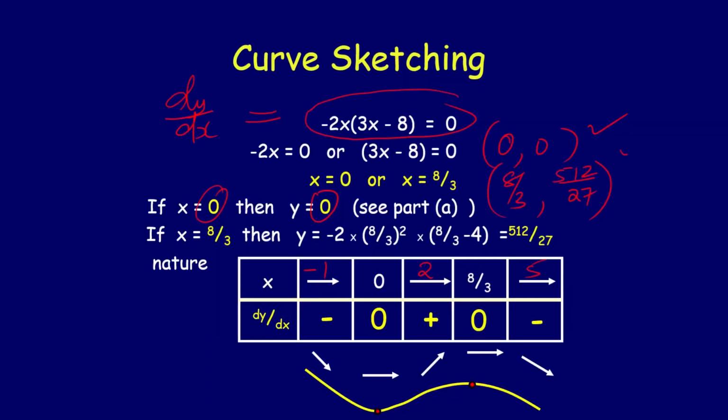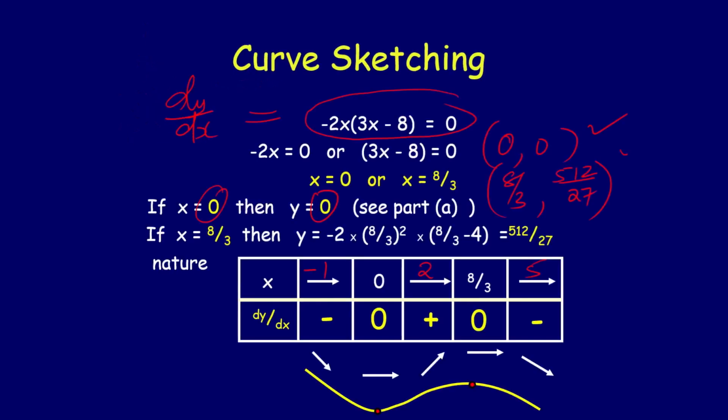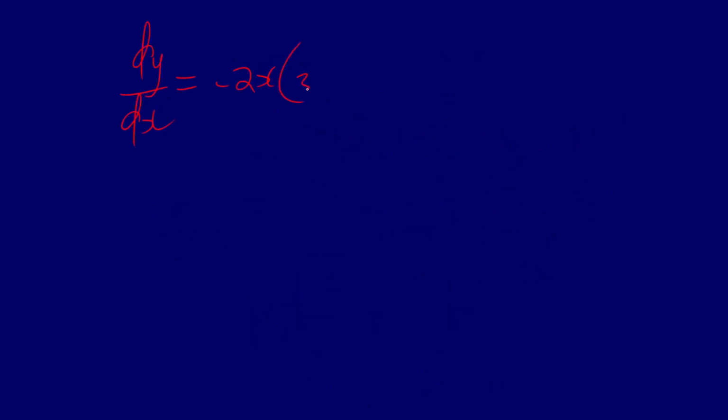So you can use the other method of getting the second derivative. Remember the first derivative is here. The first derivative is dy over dx equals negative 2x times 3x minus 8, which we had obtained as negative 6x squared plus 16x.